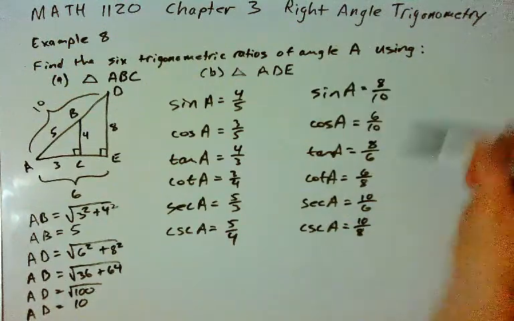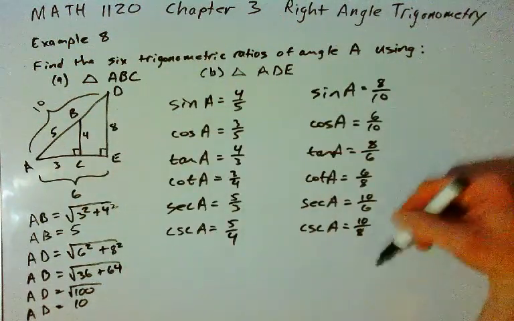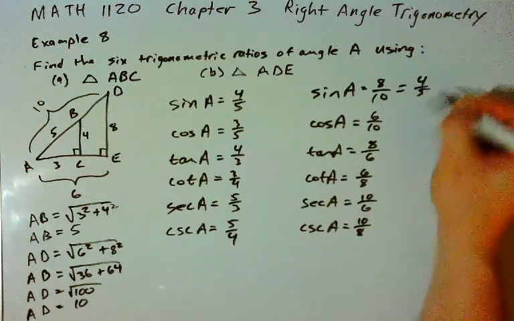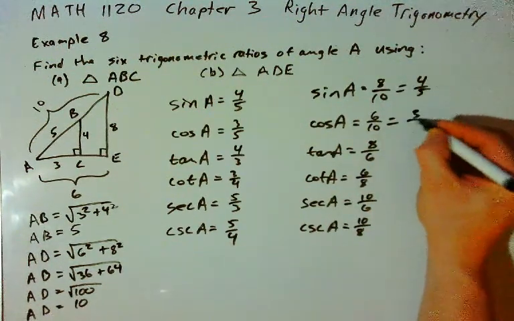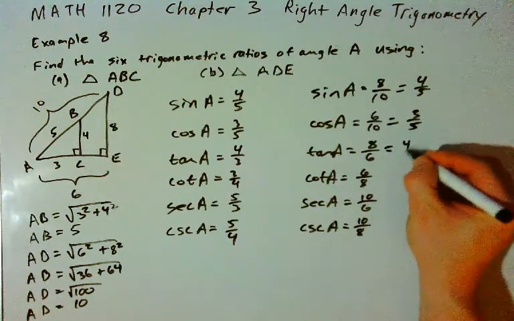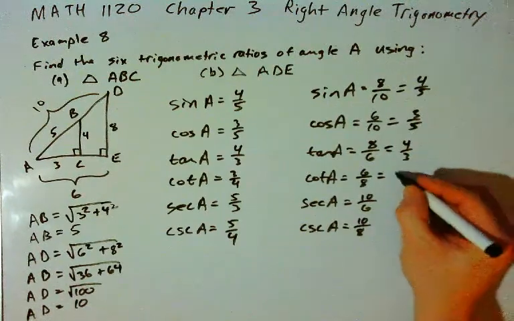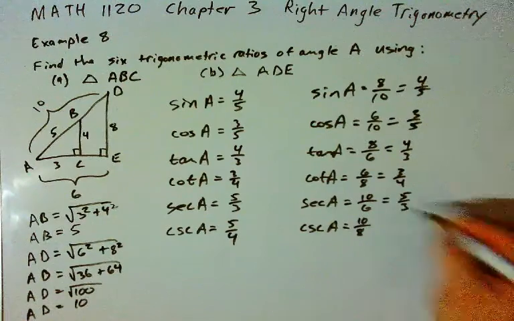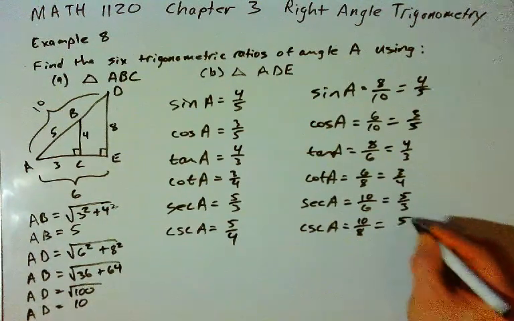For the larger triangle, all of these ratios are fractions that reduce. 8 over 10 reduces to 4 over 5. 6 over 10 reduces to 3 over 5. 8 over 6 reduces to 4 over 3. 6 over 8 reduces to 3 over 4. 10/6 is 5/3, and 10/8 is 5/4.